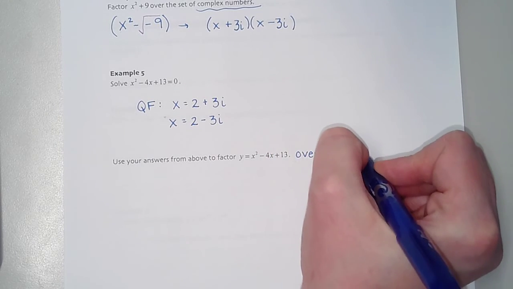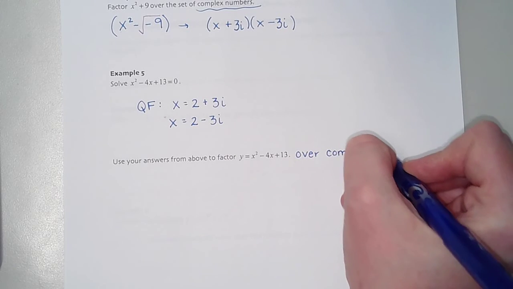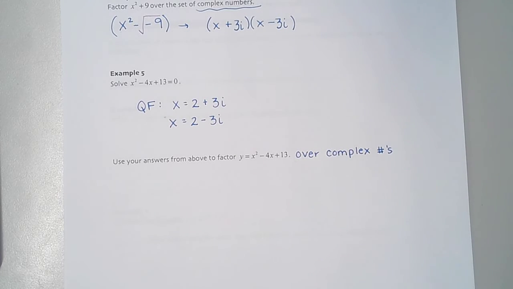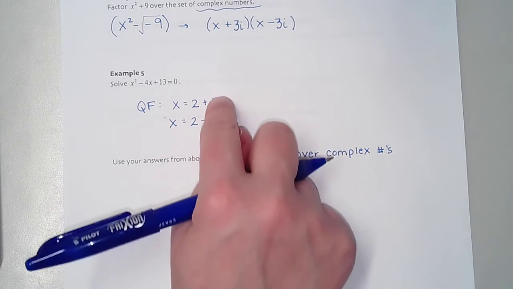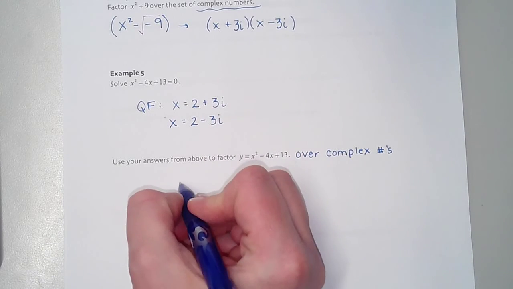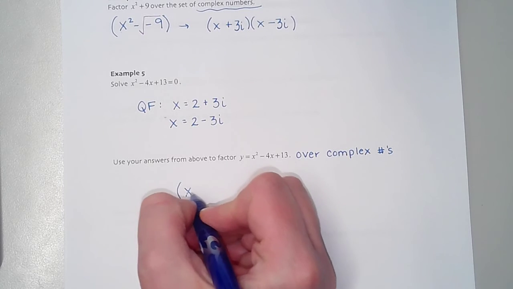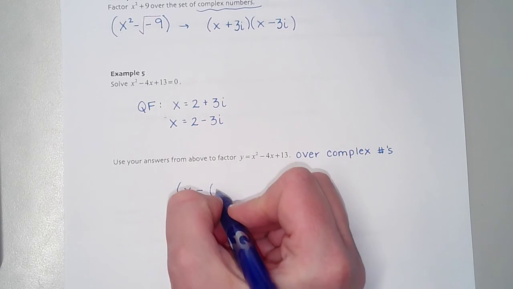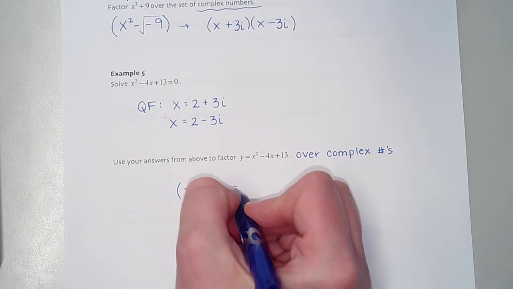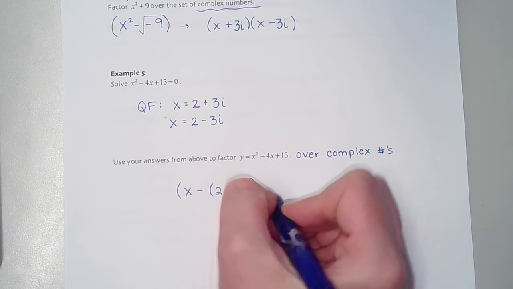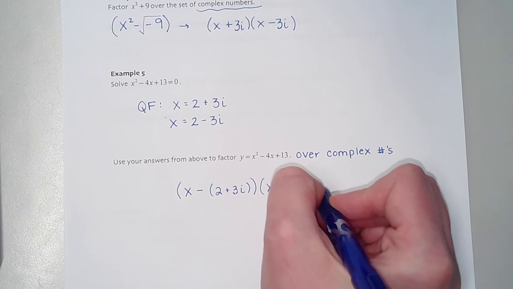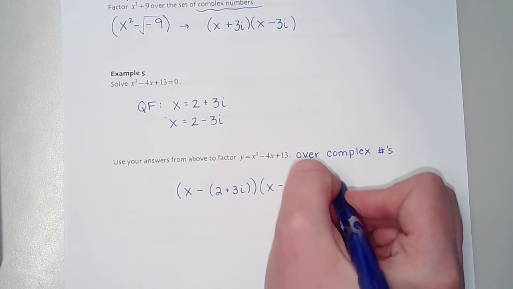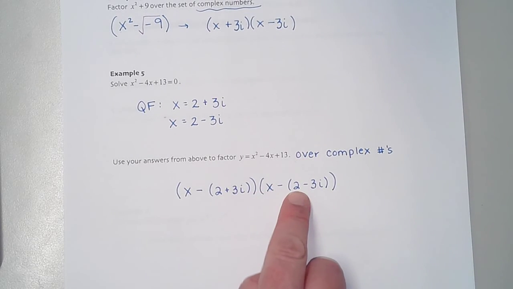Because if I just handed you this thing and said, hey, factor this, you would not be able to. But when I give you permission to use the complex numbers, now I can say, well, I found my imaginary roots, and so I can write this as x minus (2 plus 3i) and x minus (2 minus 3i). Remember, the factors are always x minus whatever the root is.